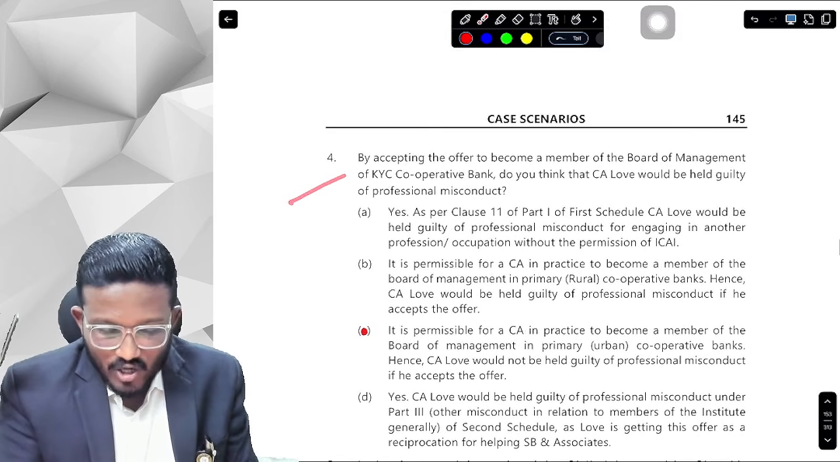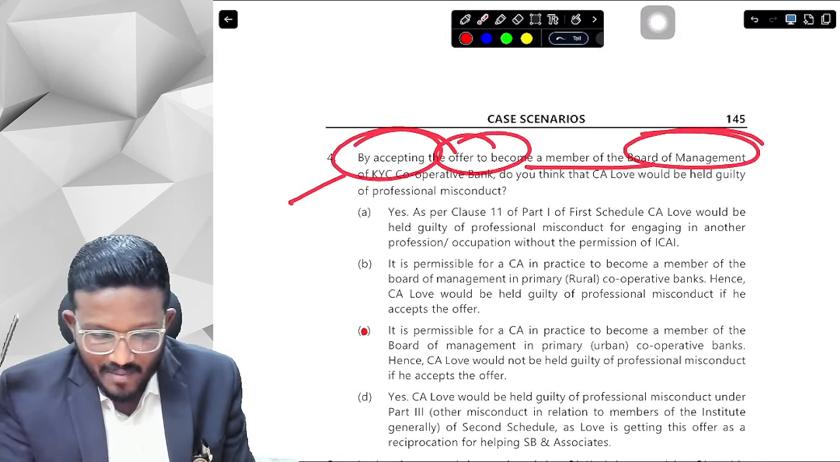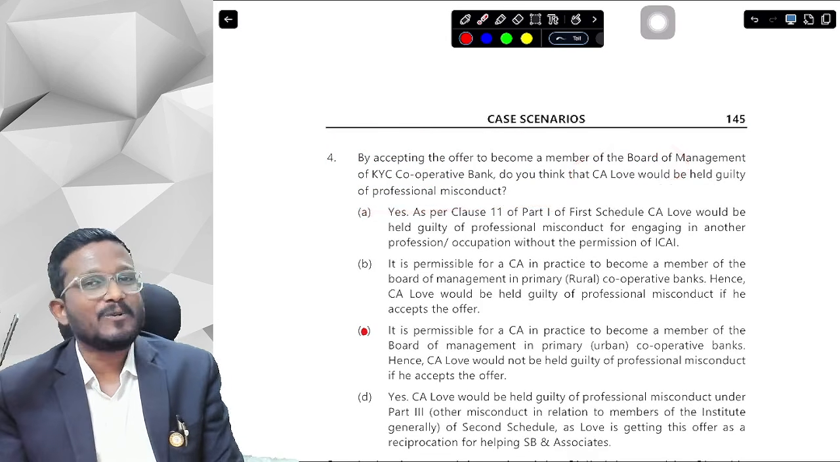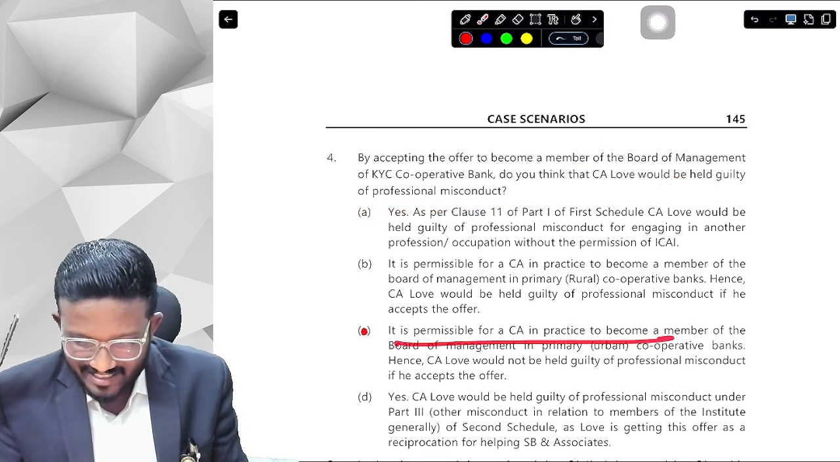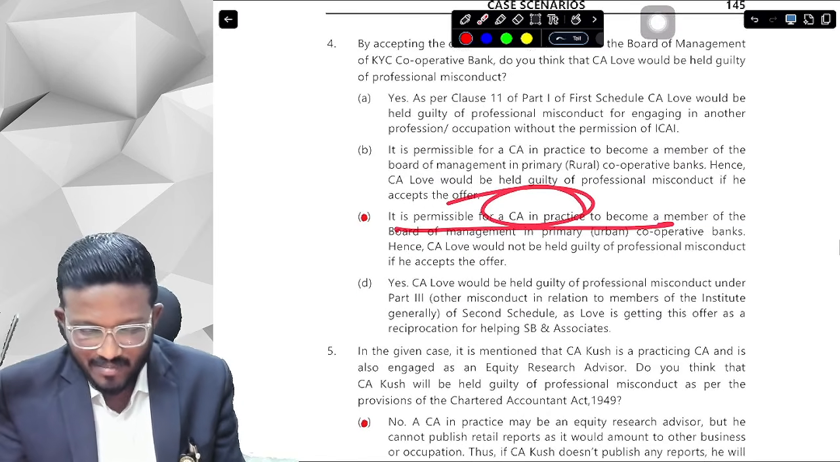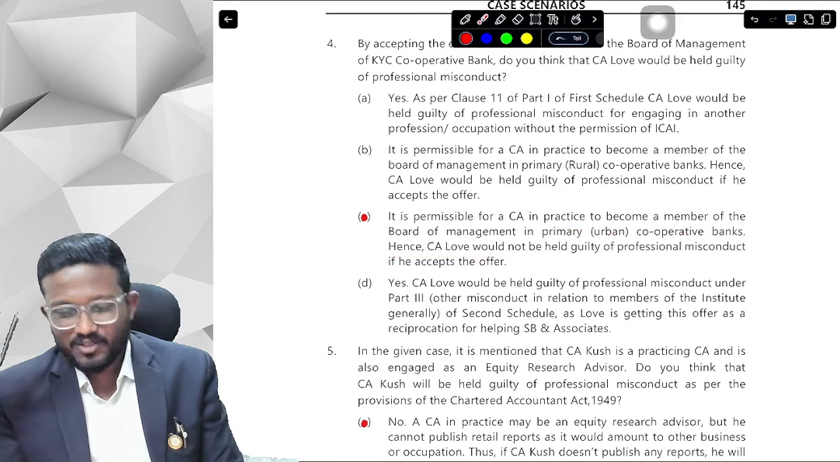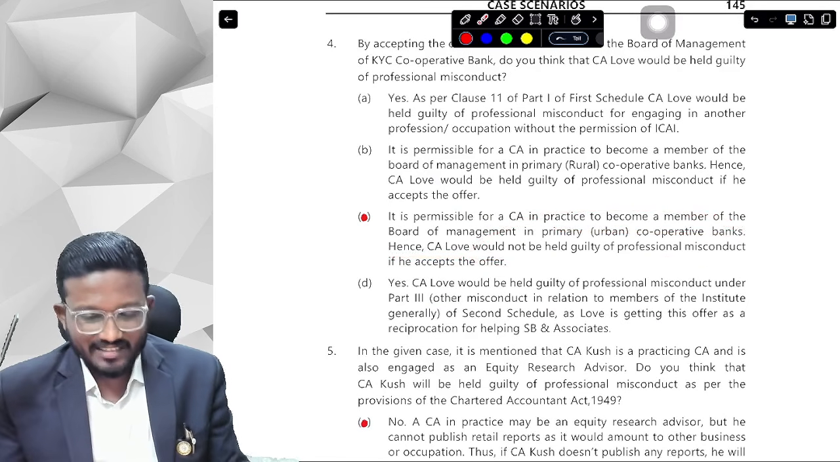You have accepted the offer to become a member of the board of management of KYC Cooperative Bank. Do you think CA Love would be held guilty of professional misconduct? No sir, as per ESB decisions it is permissible for a CA in practice to be a member of the board of management in primary cooperative urban banks. So there will be no professional misconduct in this particular case.